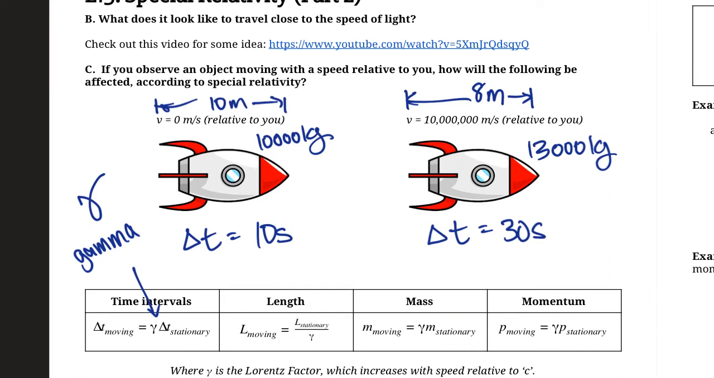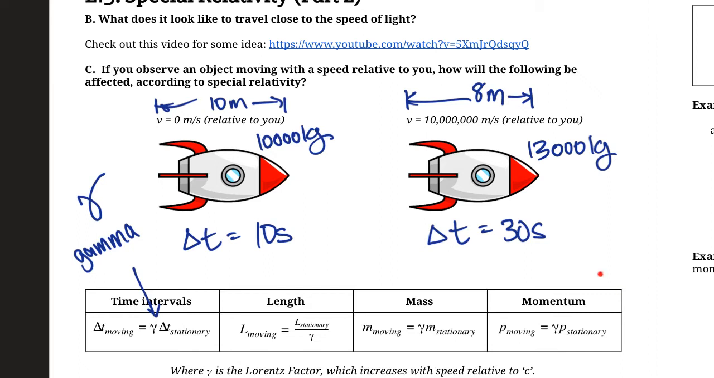And then lastly, we have momentum. Mass and momentum are closely related to each other. And that's sort of the same relationship, where something with a stationary momentum, if it's moving fast, it will appear as though the momentum increases. And that's mainly because the mass increases.